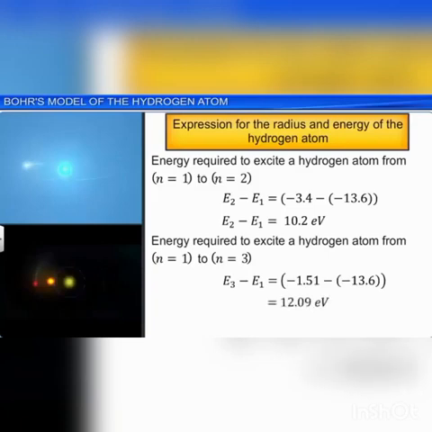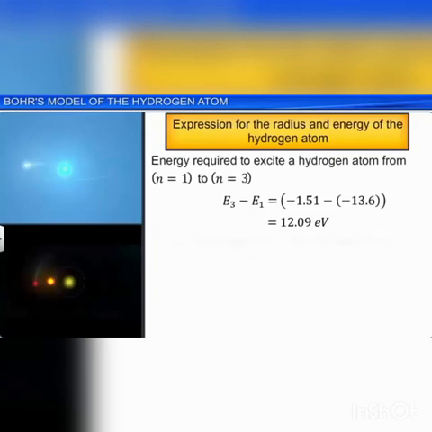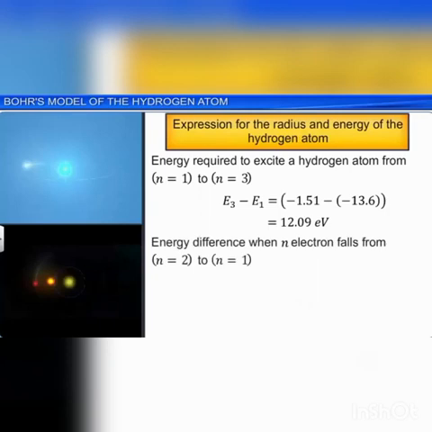When the electron falls from the excited state to its ground state, it emits a photon whose energy is equal to the energy difference between the excited state and the ground state. For example, if the electron comes to its ground state from the first excited state, the energy difference will be E2 minus E1, equal to 10.2 electron volts, and thus a photon of energy 10.2 electron volts will be emitted.